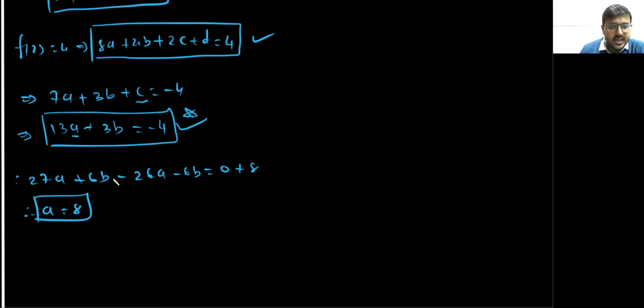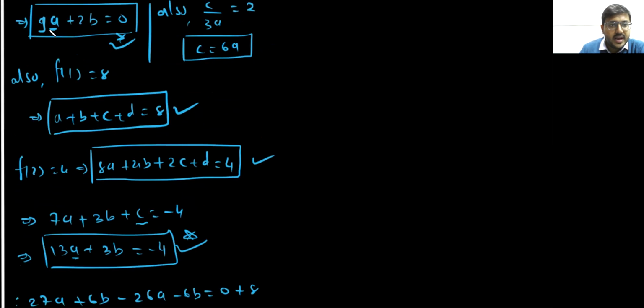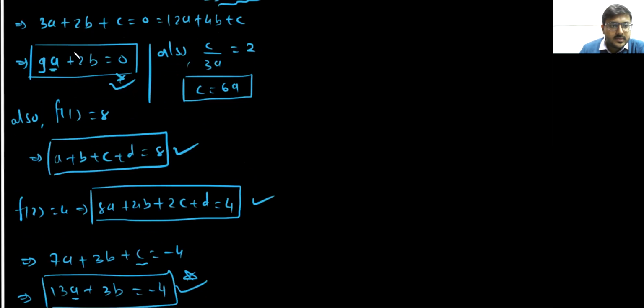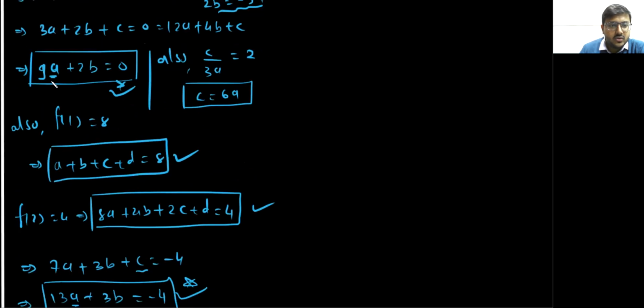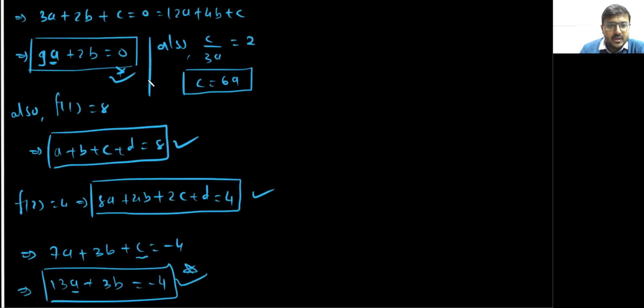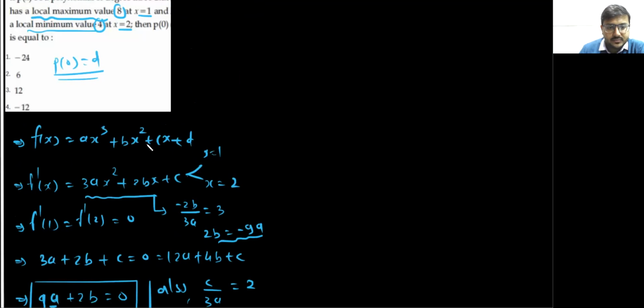As a equals 8, if we put 8 over here, right? So we'll get b as 8 times, that is 72. So minus 36 is the answer. See, my main aim is to find out d only, right everyone? Because as you put p of 0, which is equal to d only. So my aim is to just get d as the answer.